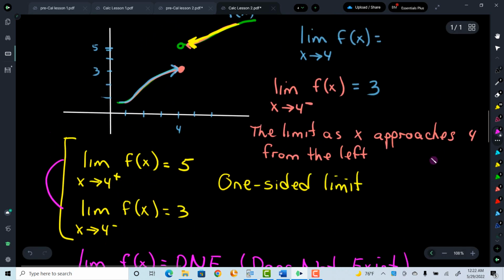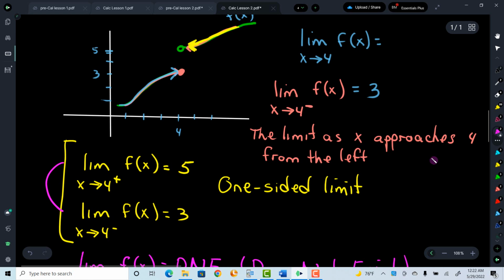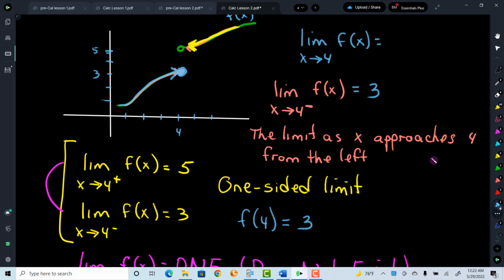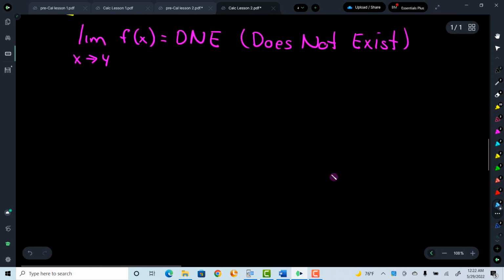Okay? By the way, what would f of 4 equal in this particular example? There it is right there. F of 4 would equal 3. Okay, let me give you another example graphically, and then we're going to look at some tables.